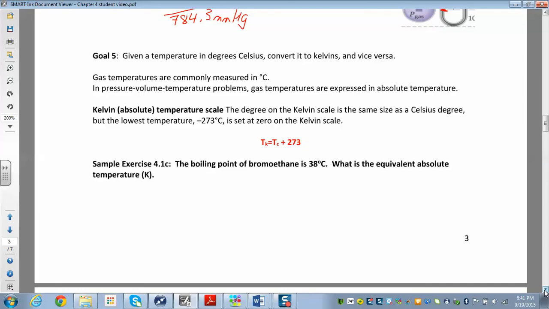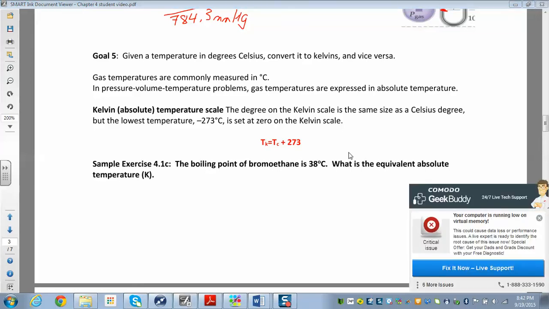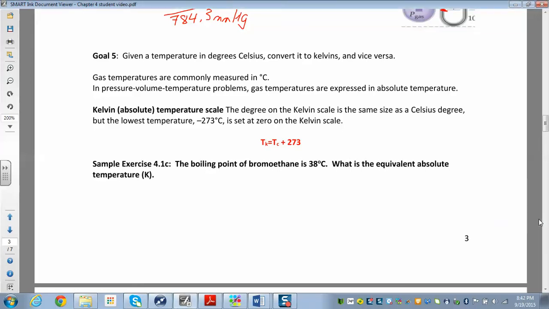One little reminder about temperature. We're going to talk about Charles' law next. When you're dealing with temperatures and gases, you want to use the temperature in Kelvin. If you remember, temperature in Kelvin is just the Celsius temperature plus 273. Then you'll be good. So let's do one practice exercise. The boiling point of bromomethane is 38 degrees Celsius. How do you figure out what the Kelvin temperature is? You're just going to add 273. So 38 plus 273 is 311 Kelvin.